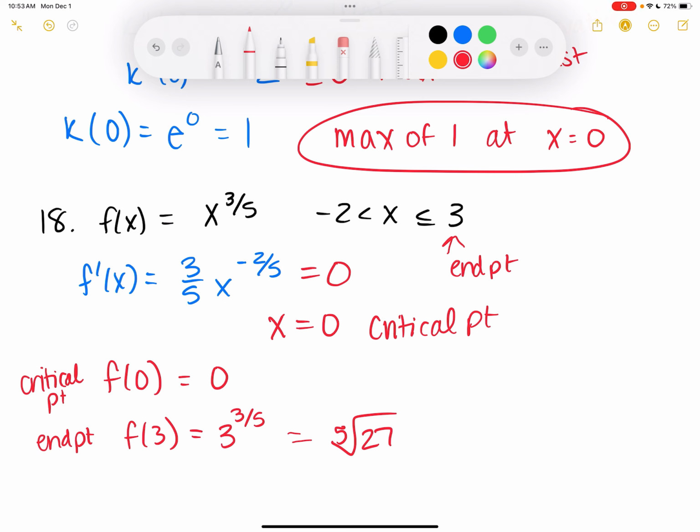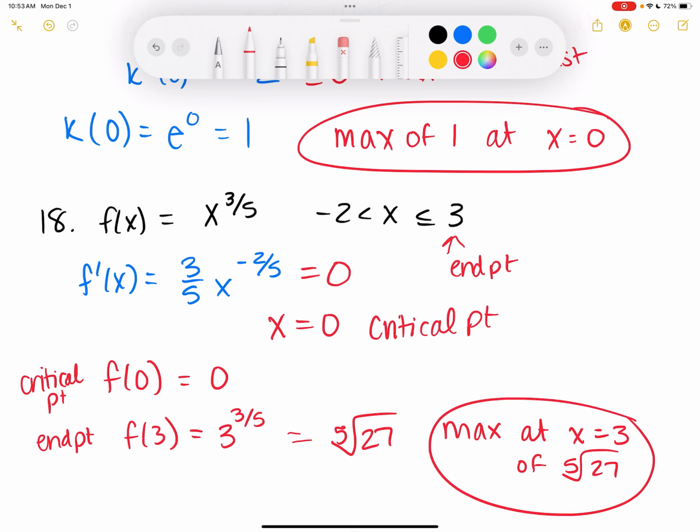Which is greater than my initial value. So this is a max at x equals 3. And I guess I should say of the 5th root of 27, technically. So, how do we know that it's greater than the x? Because if I choose any point in here, then it's going to be... Yeah. It's essentially like choosing a point inside of your interval.